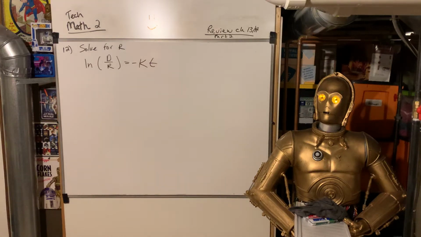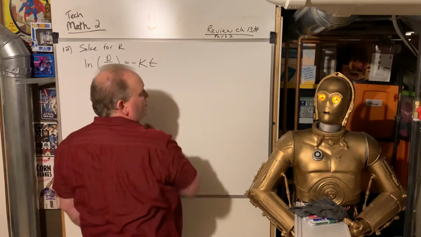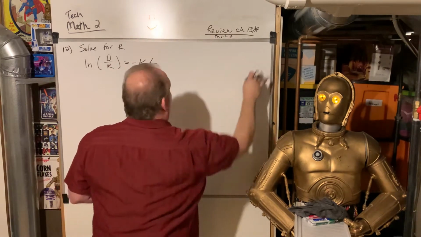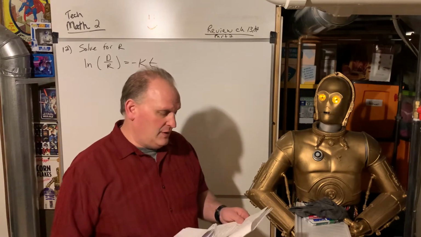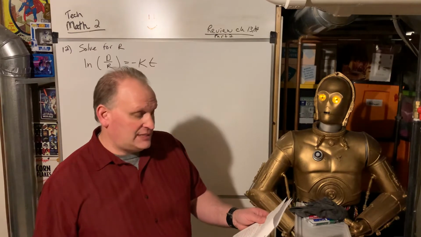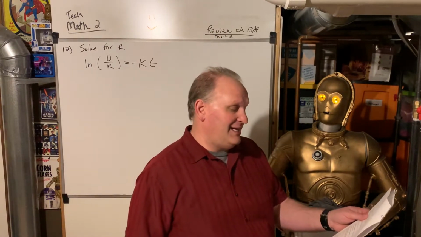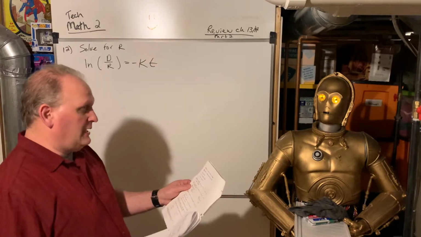Okay, we're back. This is Techmath2. We're looking at review, chapter 13, 14. This is part 2. So we are on number 12. I'm only working out the problems off of the review that are going to be like on the test. So there is one just like number 12 on the test. All right. So let's take a look.